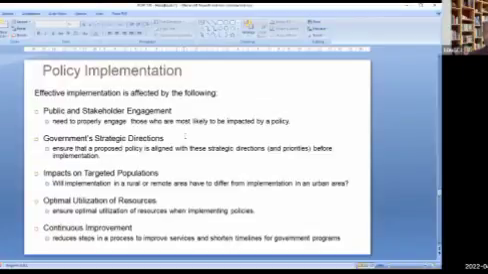Government strategic directions also affect policy. The government says we want to move from point A to B. How do we get from point A to B? That also affects how policies are developed. The proposed policy must align with strategic directions of the government. Impact on targeted populations, I talked about that when I talked about stakeholder engagement. Will the implementation in a rural or remote area have to differ from implementation in an urban area? Very important. Very, very important.